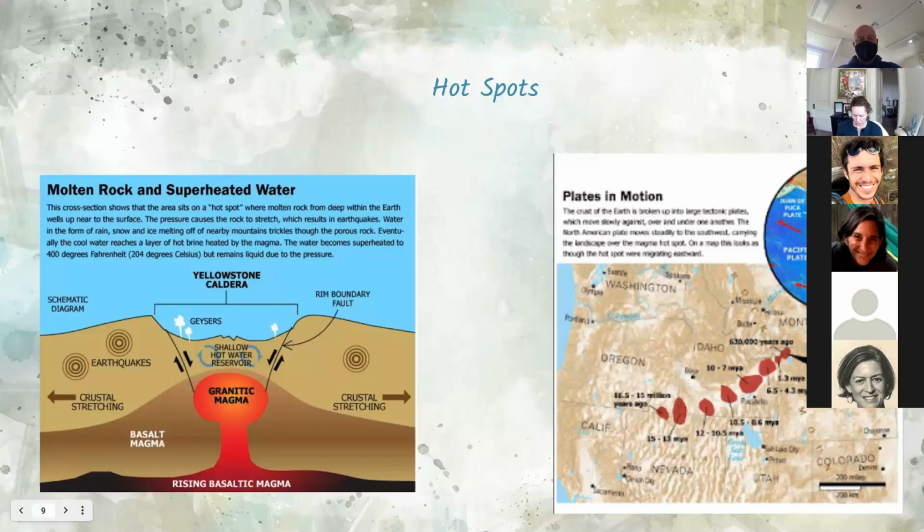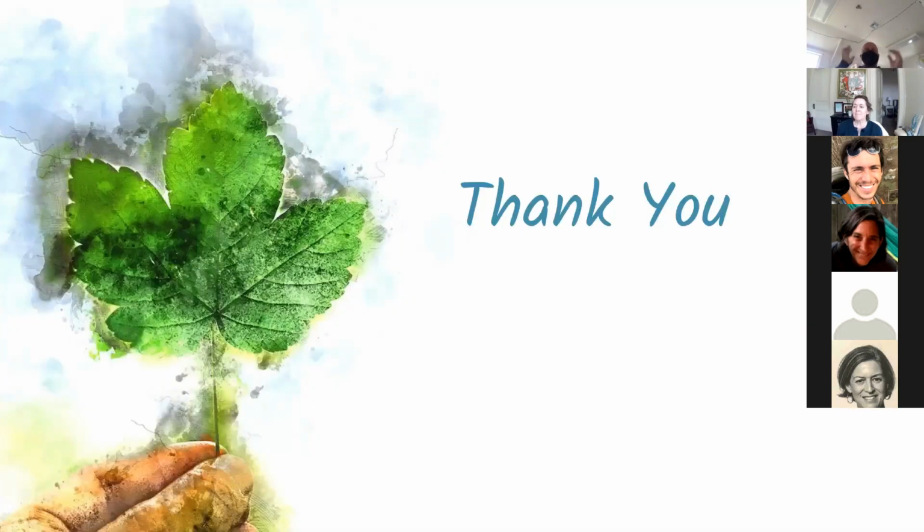With the map on the right, you can see that it's the same hotspot in every red dot, but as the crust moves, the location changes. So 15 million years ago, the hotspot was where we now know as Nevada, and it is now where we know as the caldera of Yellowstone. Thank you, and these are our sources.